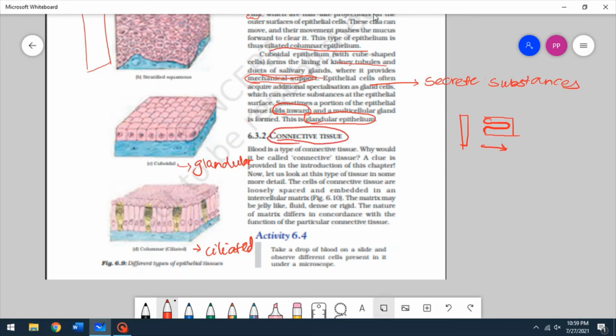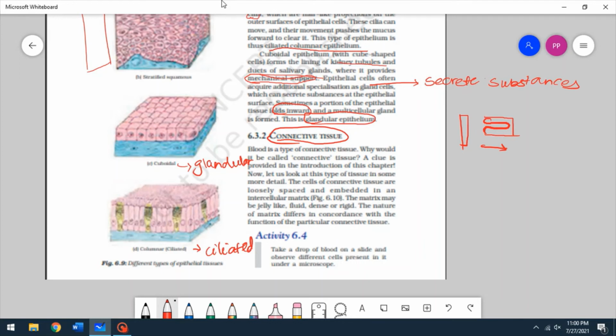So the first type of tissue that we discussed was the epithelial tissue, and now we're talking about the connective tissue. Blood is a type of connective tissue, and why would it be called a connective tissue? A clue is provided in the introduction of this chapter. Go back there, read it, and see if you can answer it.